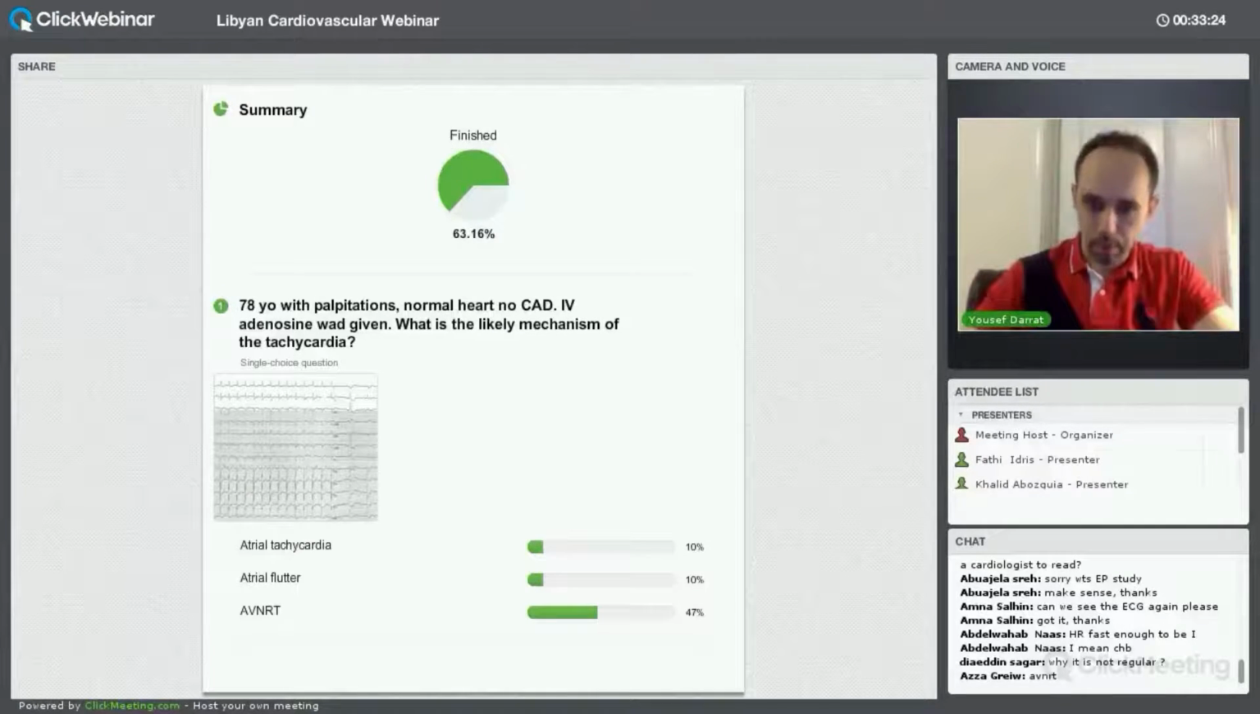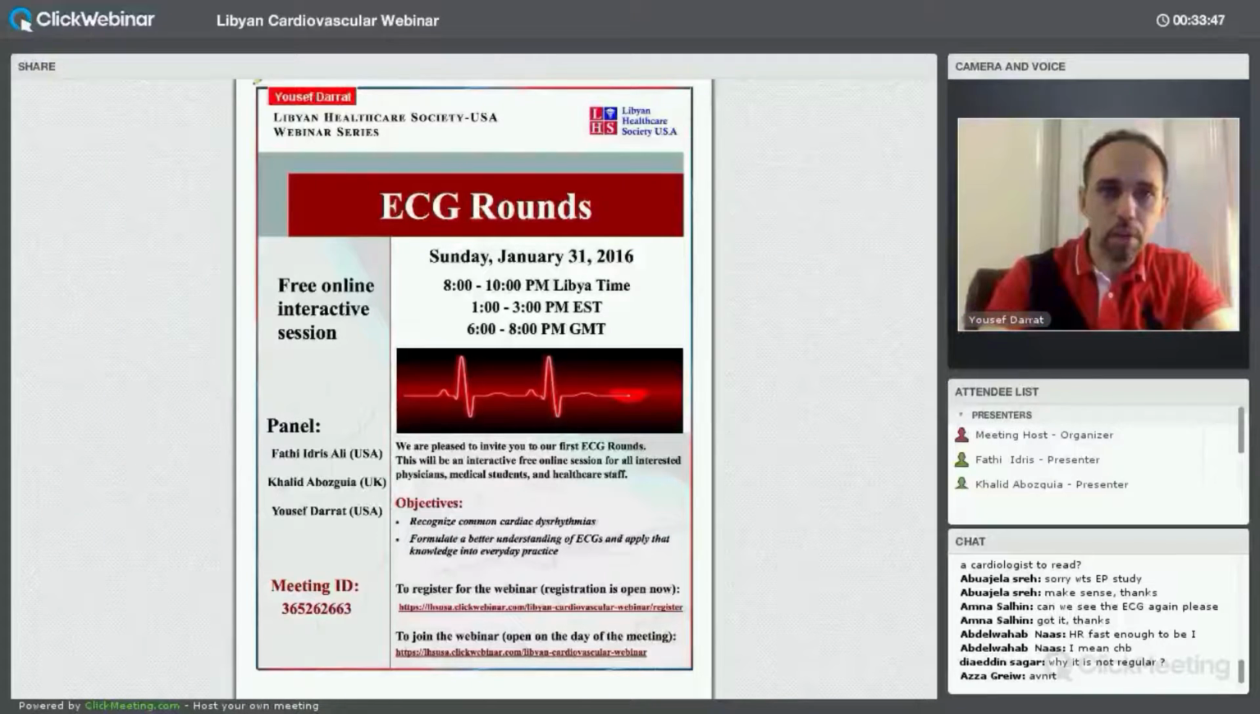Okay, so most people got the right answer, AVNRT, and you don't even need to look at the EKG. It was terminated by IV adenosine, which usually doesn't happen in atrial tachycardia, but most likely it's an AV nodal-dependent arrhythmia. So that's the right answer. I think most people got this. The only choice for an AV nodal-dependent arrhythmia here is AVNRT, which is the right answer. We can go ahead and stop now.